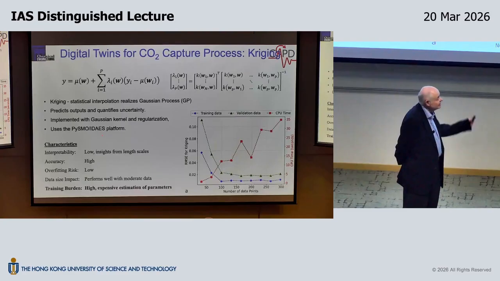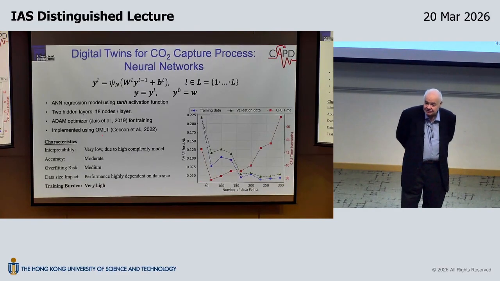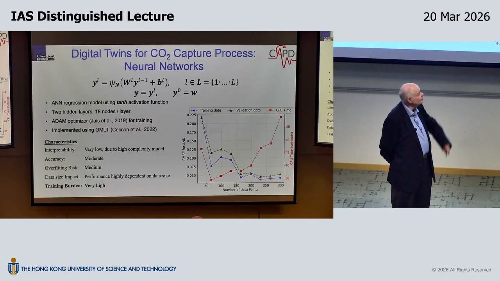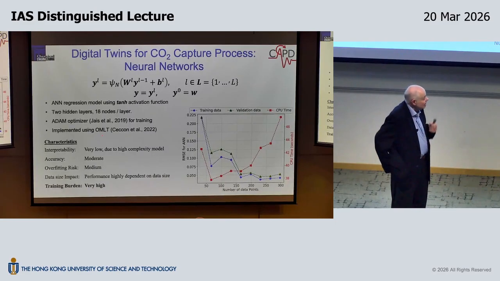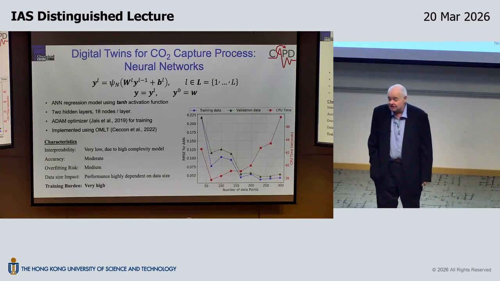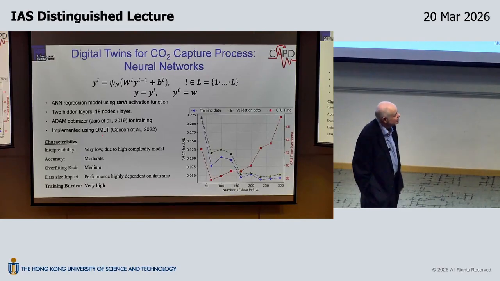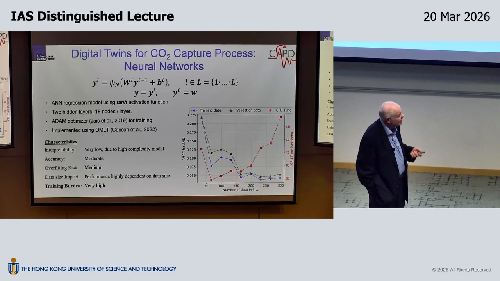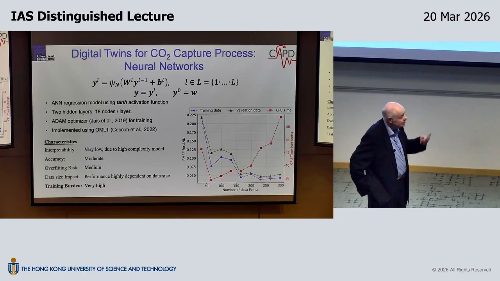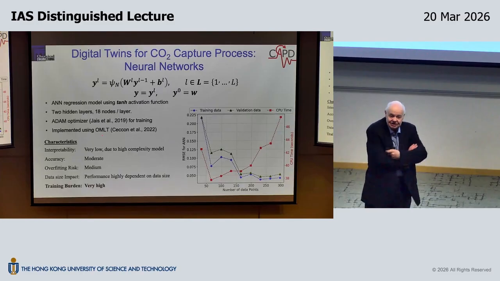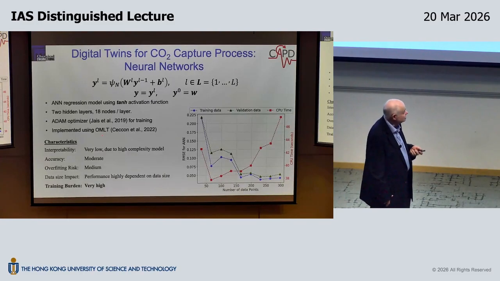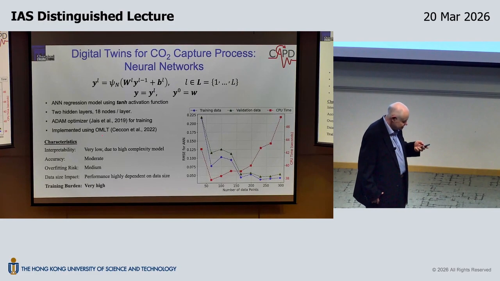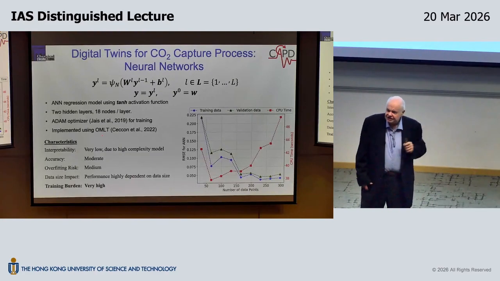All right, next one, neural nets. You have that form over there. In this case, we took 2 hidden layers, 18 nodes per layer. And you can see over here, this is even more expensive than what we had with Gaussian processes, about twice as much. Not too bad in terms of the accuracy of fitting the data, but that's what you end up with. So you end up with a high training burden, but fairly good accuracy on this.